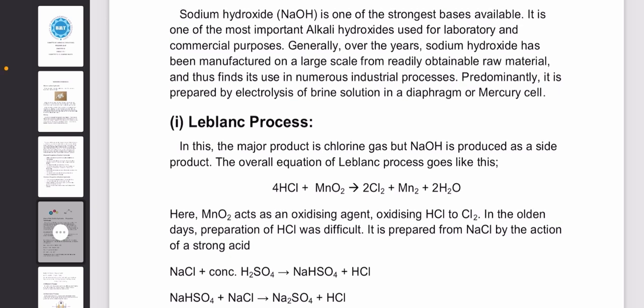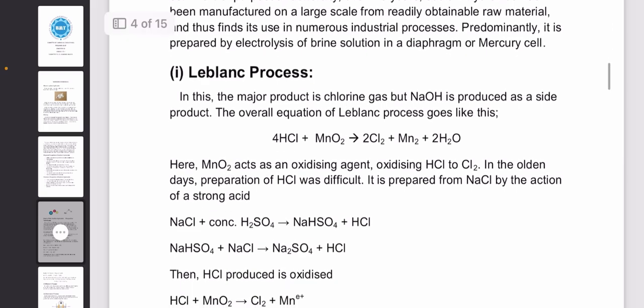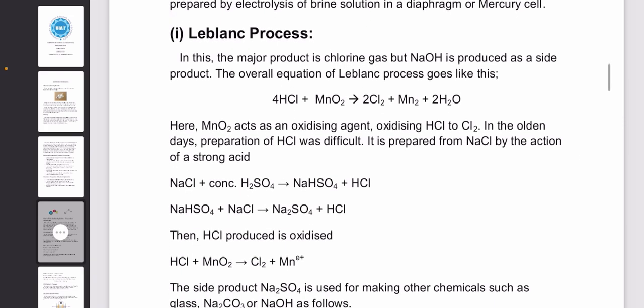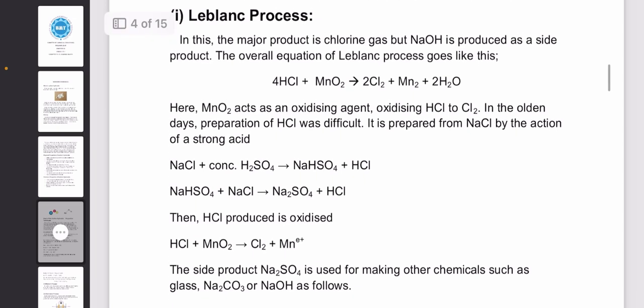Now we are going to discuss some preparation methods at length. First of all is the Leblanc process. In this, the major product is chlorine, but NaOH is produced as a side product. As you can see, the overall equation, and then we get MnO2, which acts as an oxidizing agent, oxidizing HCl to Cl2.